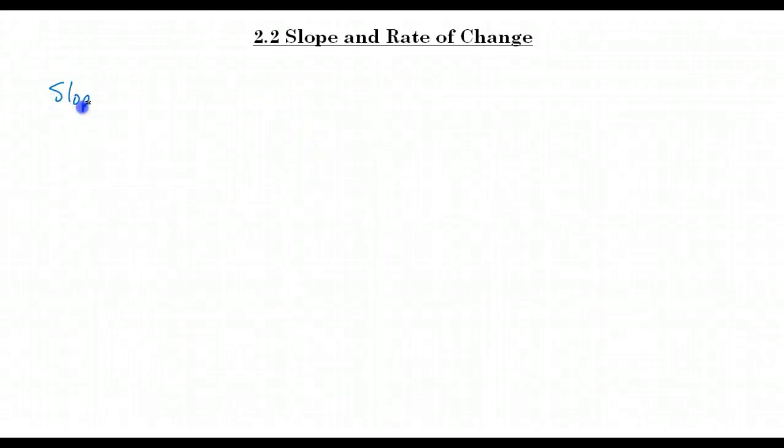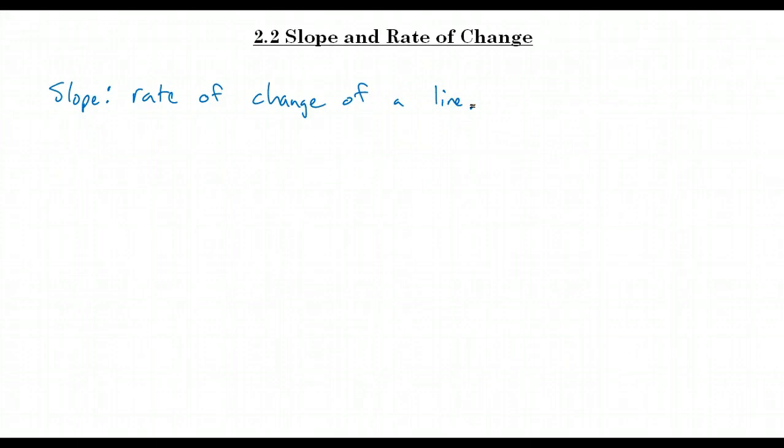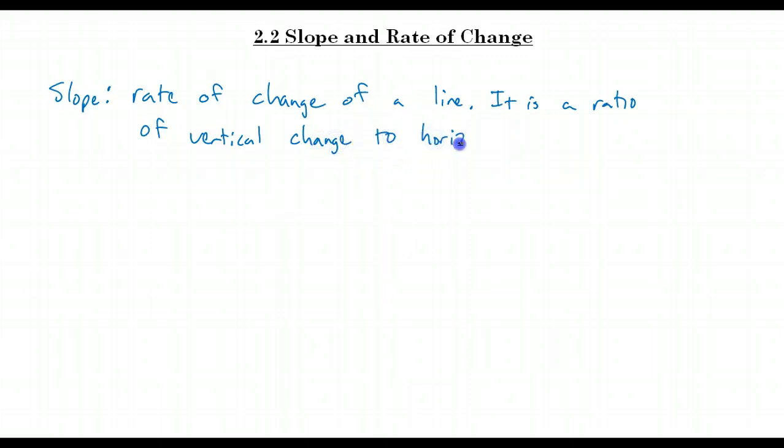The slope of a line is the rate of change of that line. The rate of change is measured as a ratio. And the ratio is vertical change to horizontal change. The variable we use to represent slope is m.